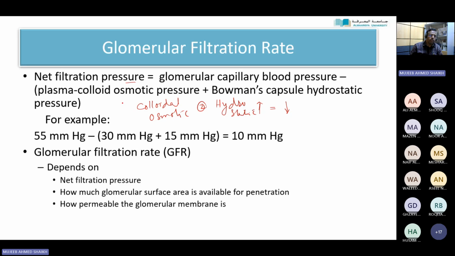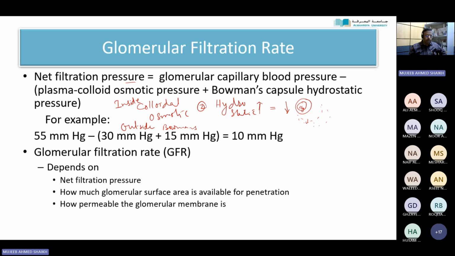Colloid osmotic pressure will be inside the glomerular capillary, and also outside in the Bowman's capsule. Similarly, hydrostatic pressure will also be within the capillary. Suppose this is a capillary. So hydrostatic pressure is here, and there is some pressure because of the collection of fluid in the Bowman's capsule also. Some plasma is coming here, so that's why there will be hydrostatic pressure. So two pressures, one inside, one outside. That's why it will become 4.